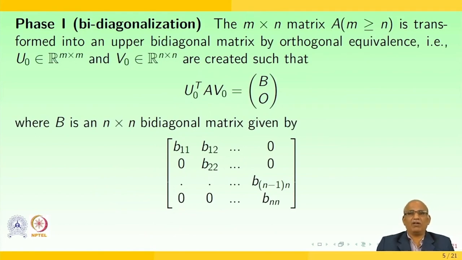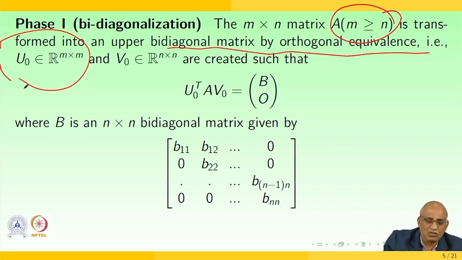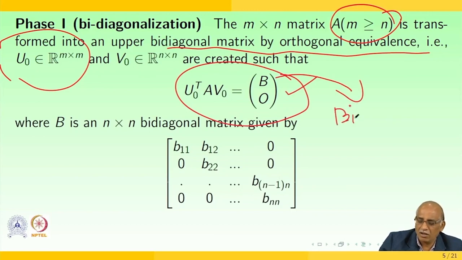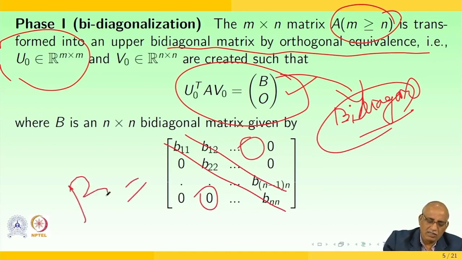Now, let us look into phase 1, bidiagonalization. In the bidiagonalization process, the m by n matrix A, with m greater than or equal to n, is transformed into an upper triangular bidiagonal matrix by orthogonal equivalence. That is, U0 and V0 belonging to R of m by n are created such that U0 transpose A V0 is equal to B over 0, where B is the bidiagonal matrix. The form of B is an n by n bidiagonal matrix. So, you will have the main diagonal and the superdiagonal, and the rest are all zeros. So, this is the bidiagonal.